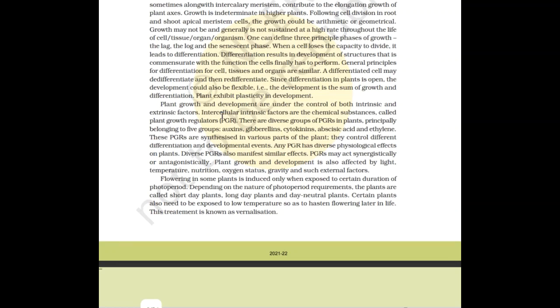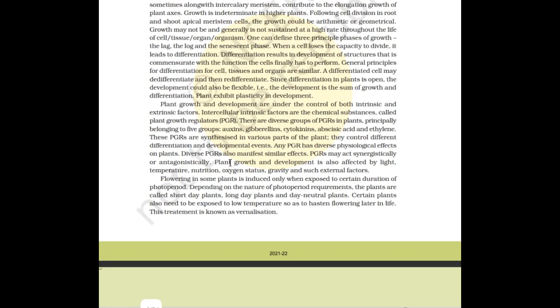Plant growth and development are under the control of both intrinsic and extrinsic factors. Intercellular intrinsic factors are the chemical substances called plant growth regulators (PGR). There are diverse groups of plant growth regulators in plants, principally belonging to 5 groups: auxin, gibberellins, cytokinins, abscisic acid, and ethylene. These plant growth regulators are synthesized in various parts of the plant. They control different differentiation and developmental events.